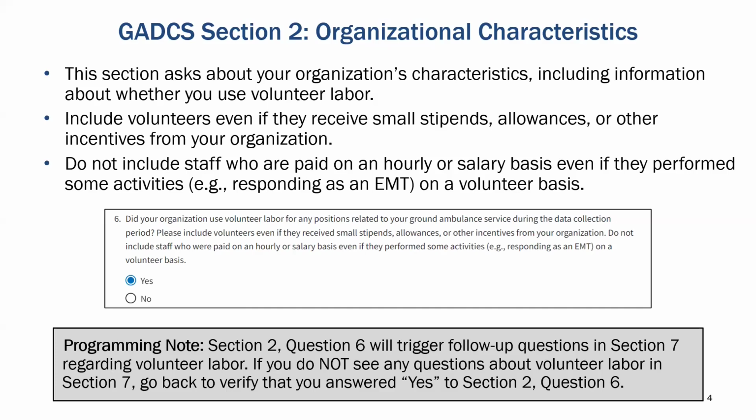Additionally, volunteers who change to paid staff at any point during the data collection period do not count as volunteers for the purposes of reporting. Volunteers who support only non-ground ambulance duties, for example, fire or police duties, should not be counted anywhere in this instrument. Finally, staff who are volunteer at another organization but are paid at yours do not count as volunteers for the purposes of reporting. If you indicate in Section 2, Question 6, that your organization does use volunteers, you will get additional questions about volunteers in Section 7, which asks about labor costs.